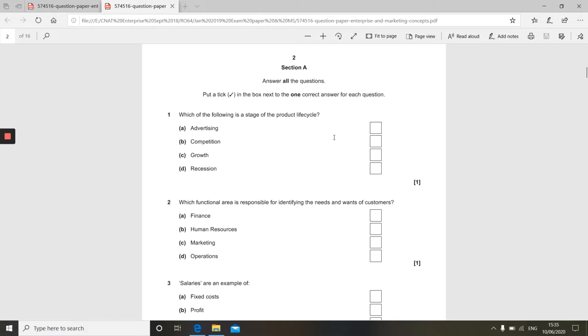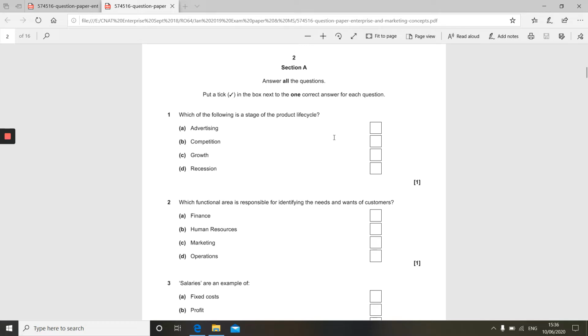The first part of the Cambridge National paper is multiple choice questions, and you have 16 of these to choose from. Usually there's a right answer and 3 distractors. You may find that some of the distractors are very similar to what you would think would be the right answer, and they are deliberately put in there as red herrings to try and confuse you.